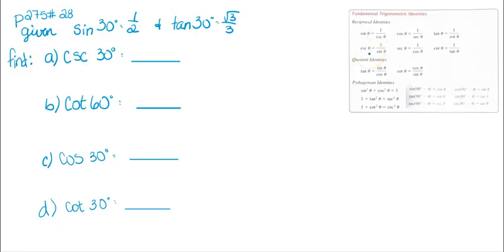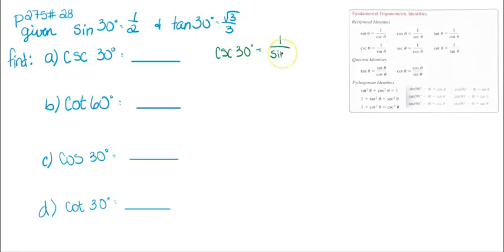Okay, let's look at part A. It says to find the cosecant of 30 degrees. Now, which of these identities could we use for that? Well, we look up here at the reciprocal identity. We see that sine is related to cosecant because they're reciprocals of each other, or cosecant is the reciprocal of sine. So we could say that because the sine of 30 degrees is 1/2, we know that the cosecant of 30 degrees would be equal to 1 over the sine of 30.